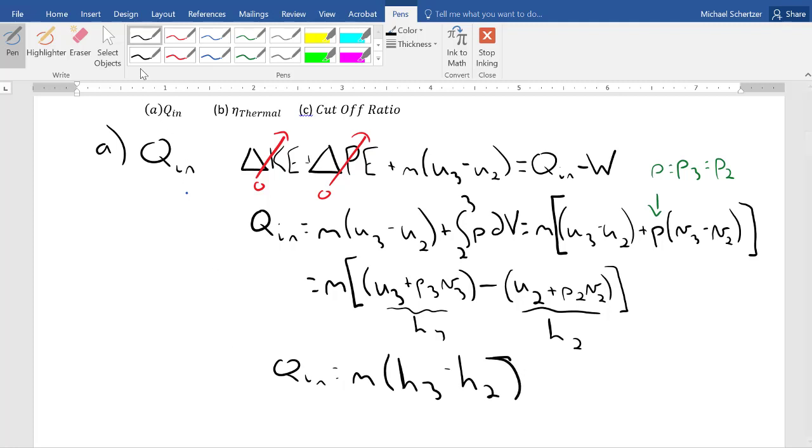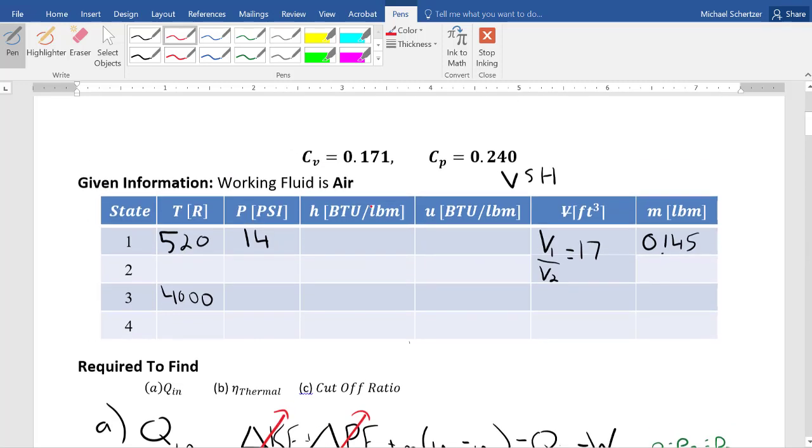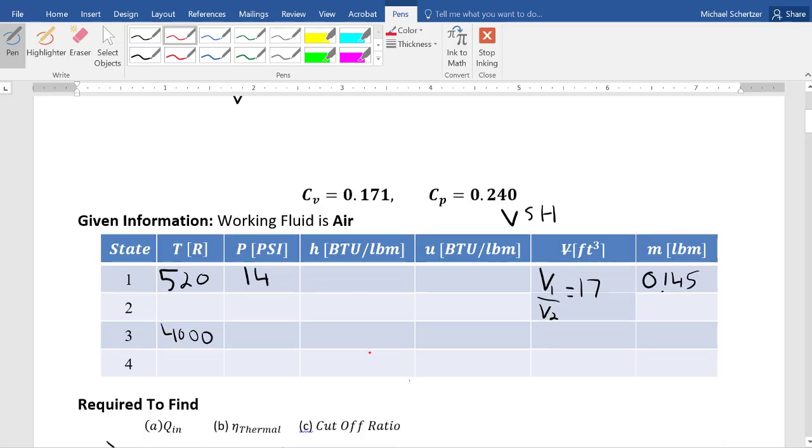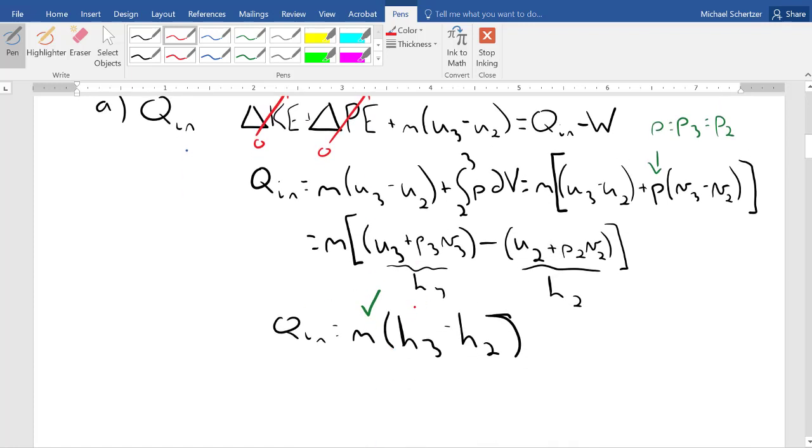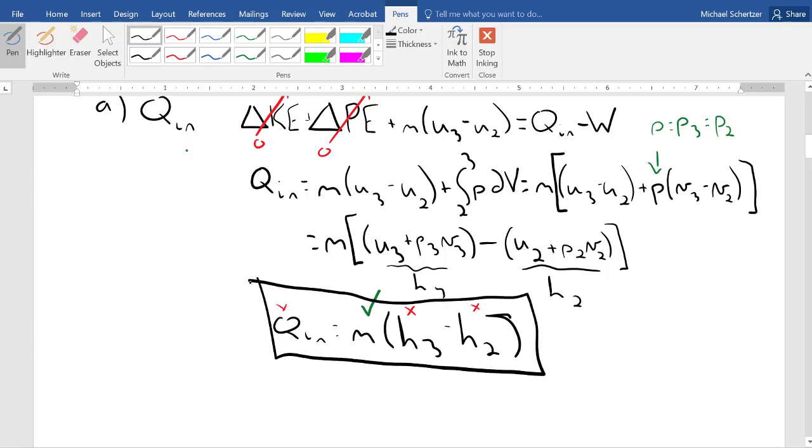Now, I can see whether or not I know how to solve this yet. The problem told me what the mass is. Unfortunately, if I go up here and look at my state table, I don't know any H's. So I don't know H3, I don't know H2, and I don't know Q. If this was an exam, I would leave this for now because I have this symbolic equation, so at least I've demonstrated a little bit that I know how to get an equation here.